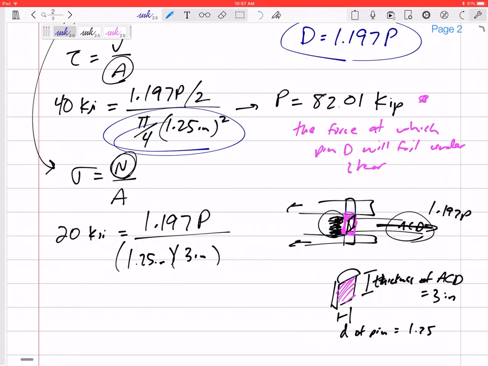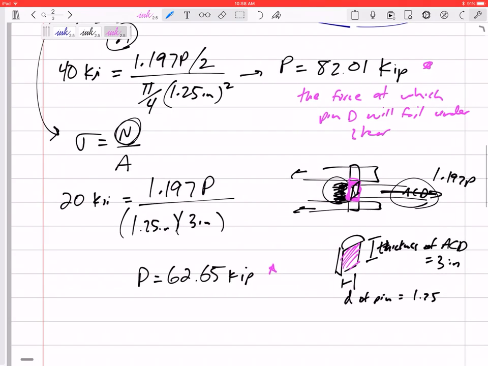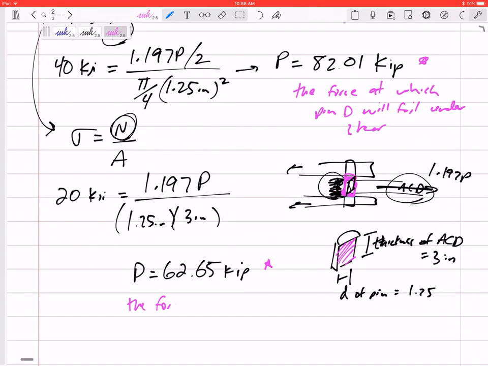Okay, so from that, the only unknown is P. I can solve for P, and I've got a P of 62.65 kips. All right, I'm not going to box that in. I'm going to put a star by that, and I'm going to say this is the force at which pin D will be crushed, will fail due to bearing failure. Or, you know, it's not going to fail because of that factor of safety, but that's the force that makes the bearing stress up to its maximum.